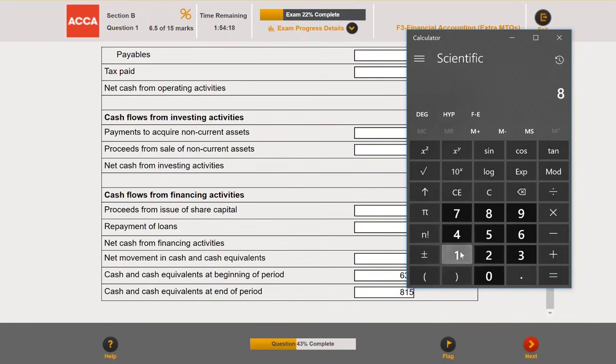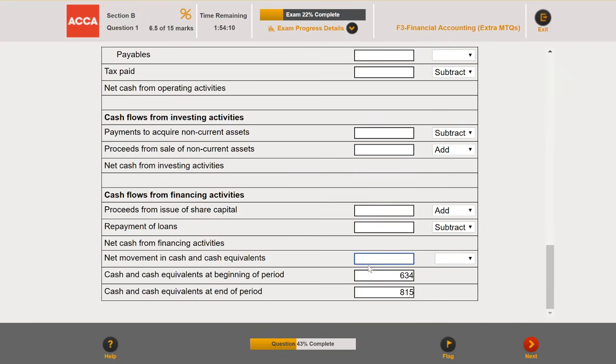815 minus 634, 181. So the cash has increased, so it is an inflow. So we've already answered 50% of the question.